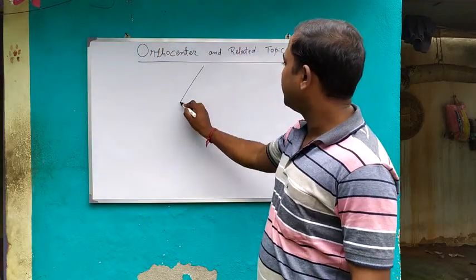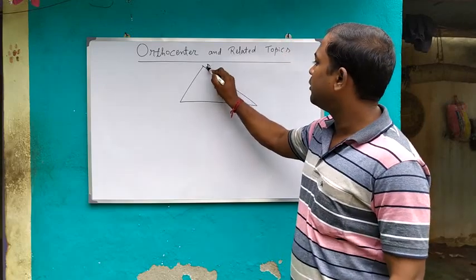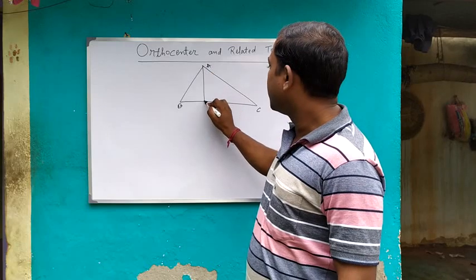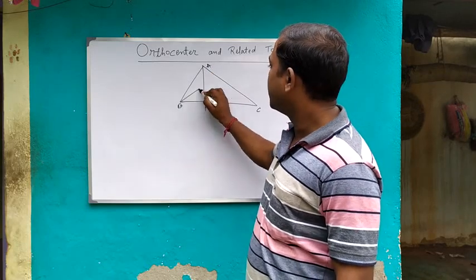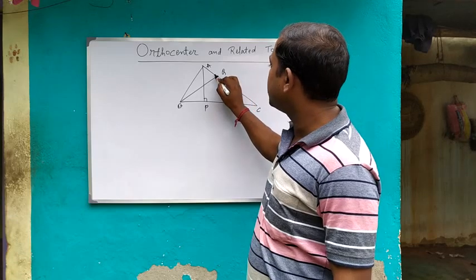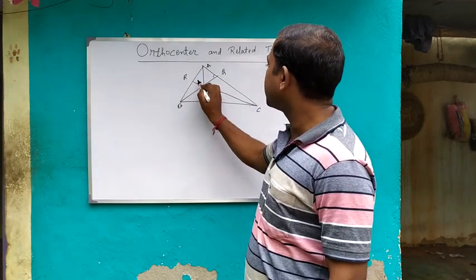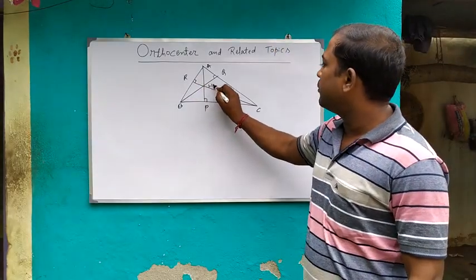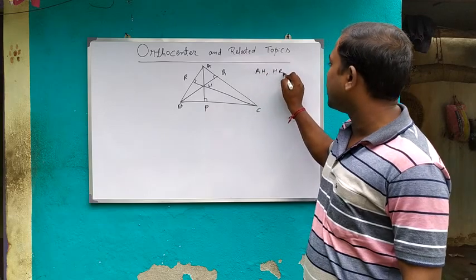So observe, we'll make a fresh diagram. ABC is the triangle. AP is an altitude, this is 90 degree. BQ is another altitude, this is 90 degree. And CR is another altitude, so this is 90 degree. So what is our aim? We want to find AH and we want to find HR.